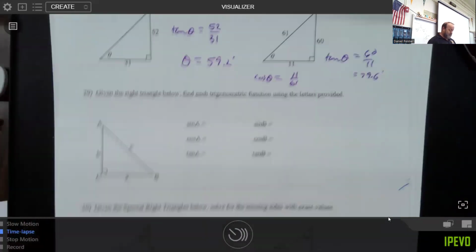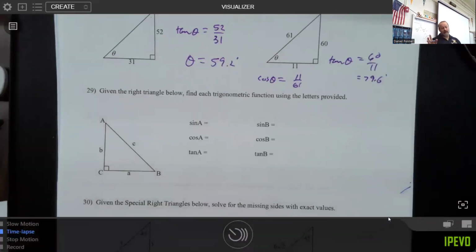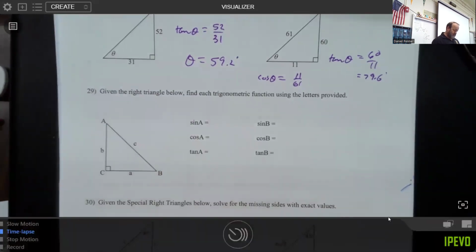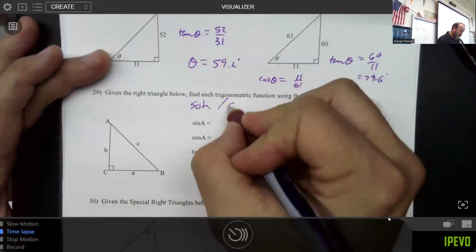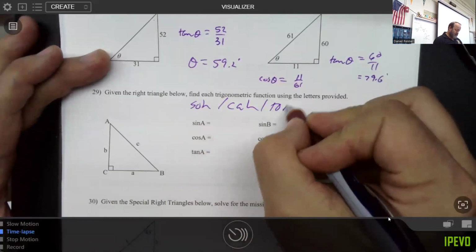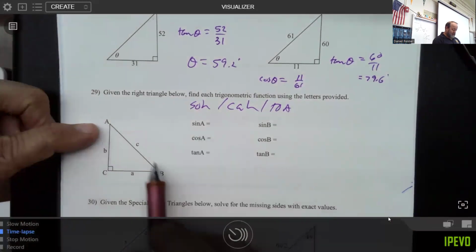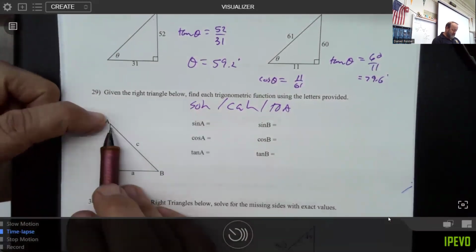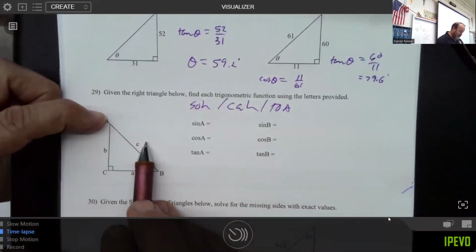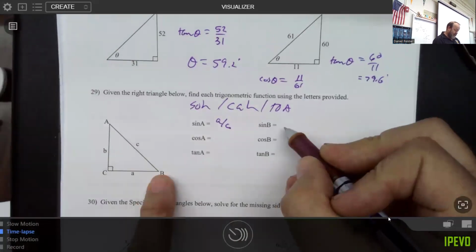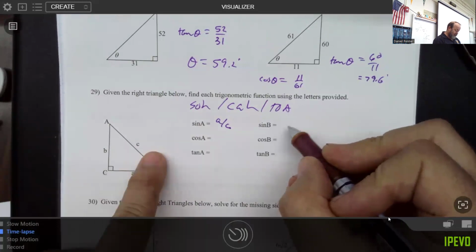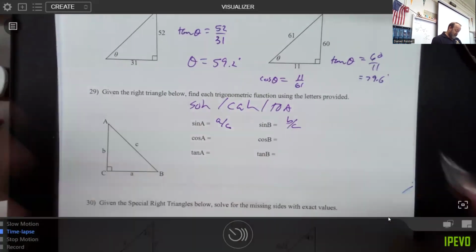Okay, so for problem 29, which again might be problem 30 for you, we're just going to look at a variety of ratios. So remember, our magic statement is SOHCAHTOA. The sine at angle A is opposite over hypotenuse, so that is A over C, whereas the sine from angle B would be opposite over hypotenuse. So similar stories.